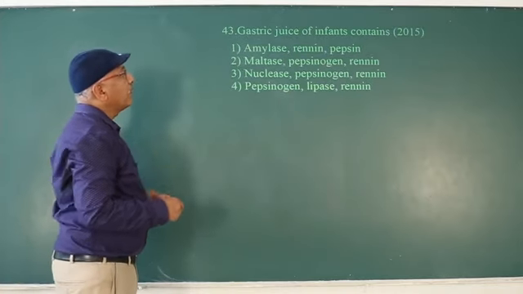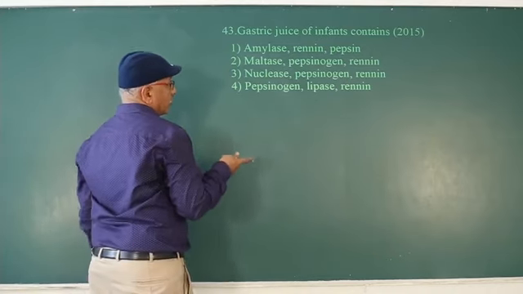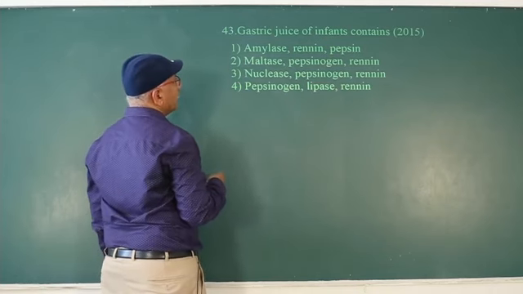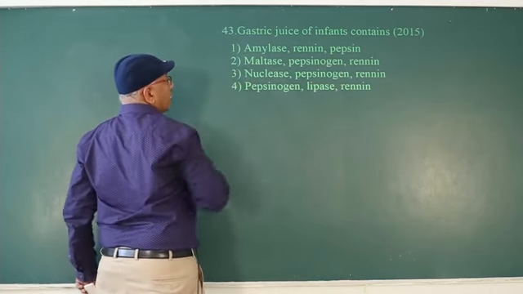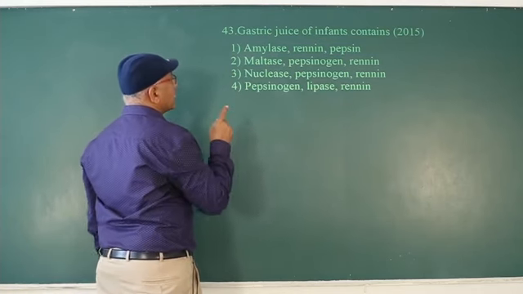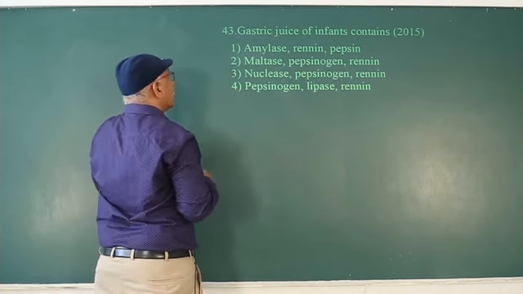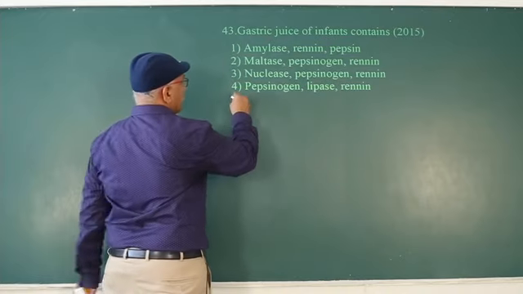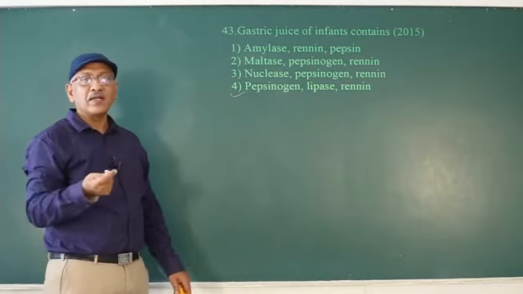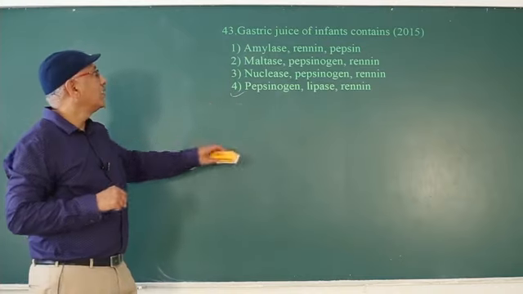Gastric juice of an infant contains, secreted in the stomach, renin, not amylase. Renin, pepsinogen, and gastric lipase are present. A small quantity of gastric lipase is also present in gastric juice. So the answer is the fourth one.